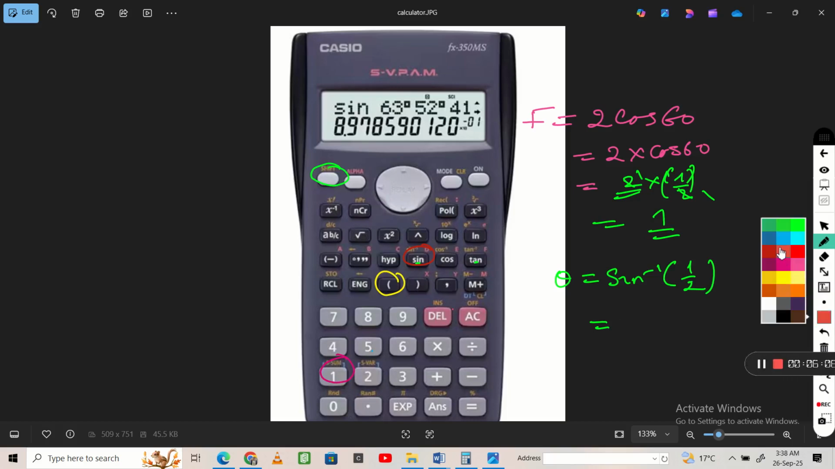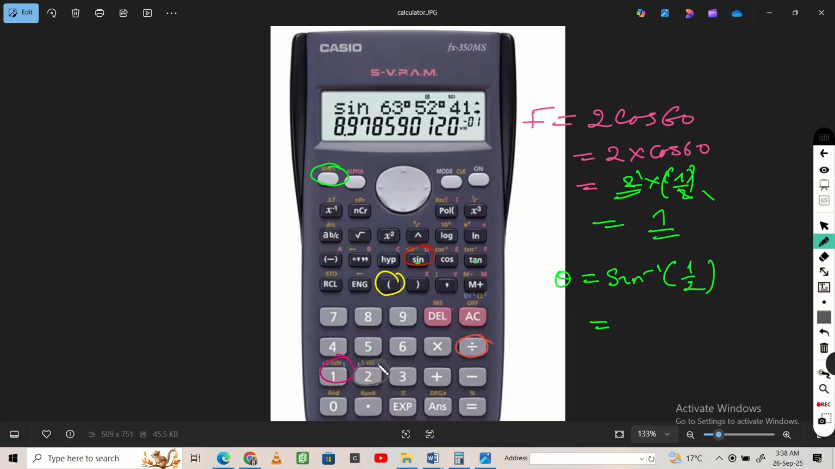Press 1, press the division sign, press 2, and close the bracket. After you press 2, you close the bracket, and then lastly put your equals sign. You're going to have your answer.